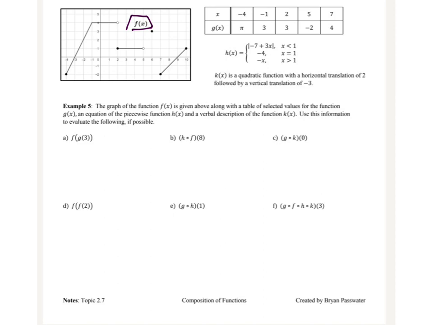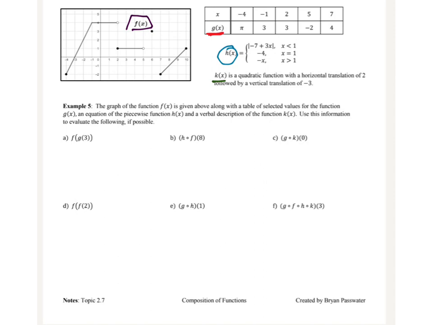Every time we need the function g of x, we're using the table. Every time we need g of x, we're going to the table. Every time we need h of x, we'll be going to this little piecewise function here. It's got lots of interesting information. Every time we need k of x, here's where we have to do a little bit of work.